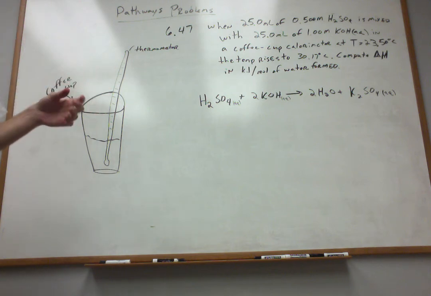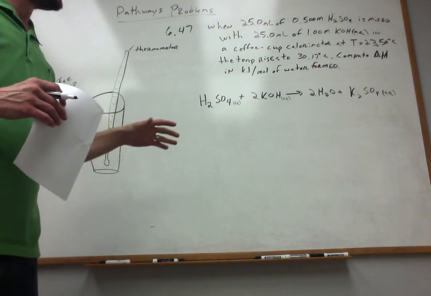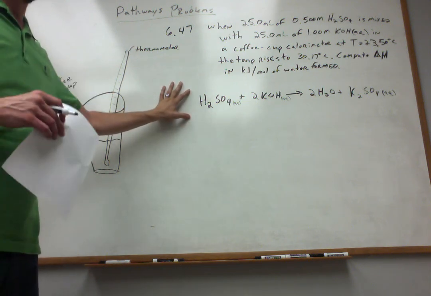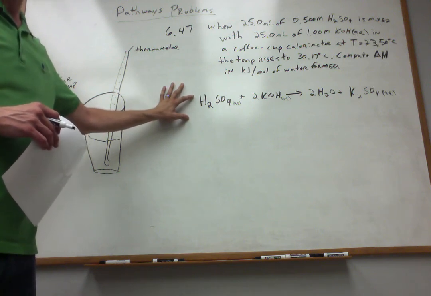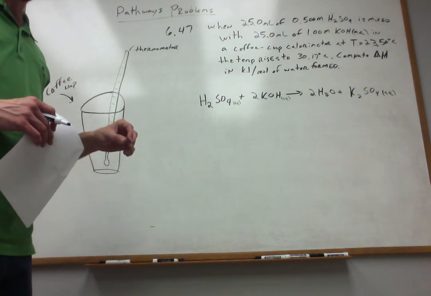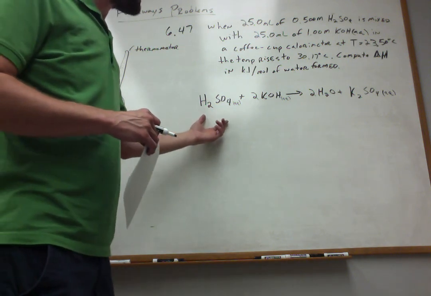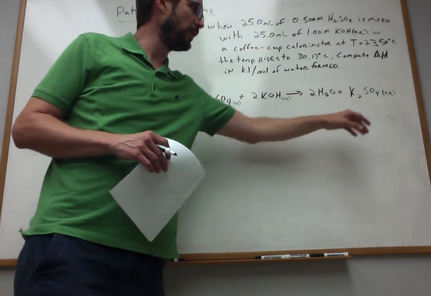The first thing that I'm going to recommend that you do, if you're faced with a problem like this, which I might call a quantitative calorimetry type of problem, is write a balanced chemical equation for the reaction. Now here it's an acid-base neutralization. We know in that reaction class from a previous chapter that if a strong acid reacts with a strong base, you make water and a salt.